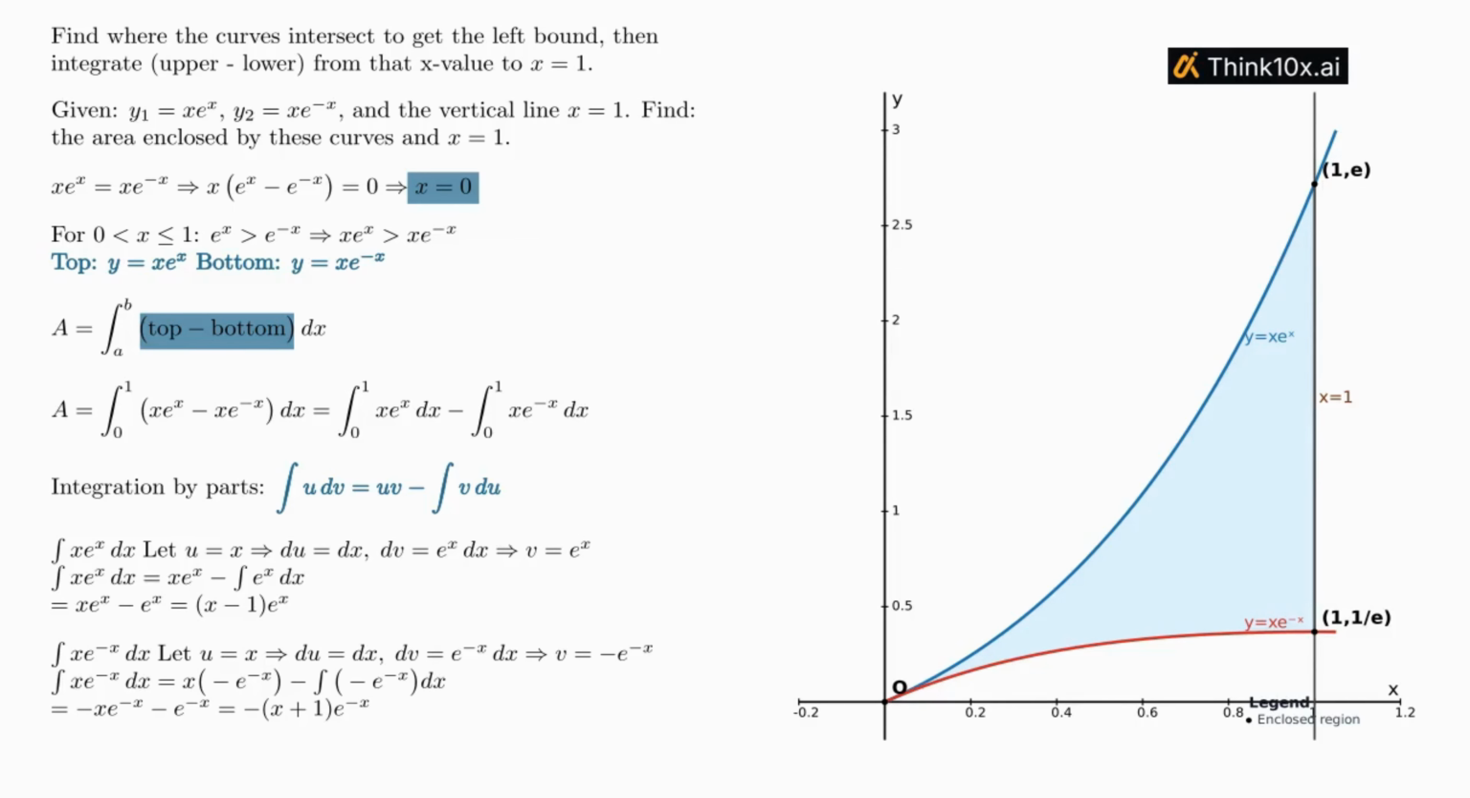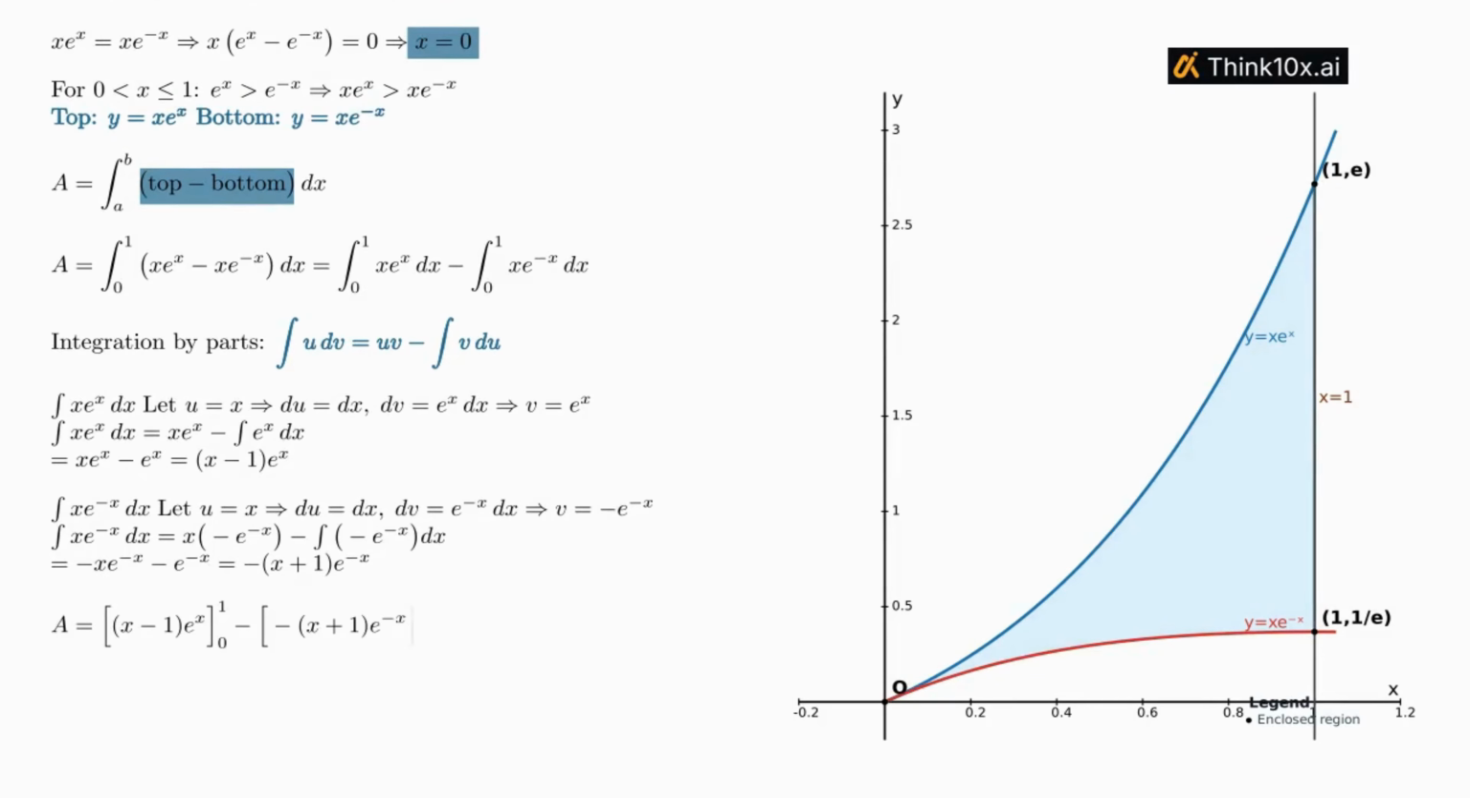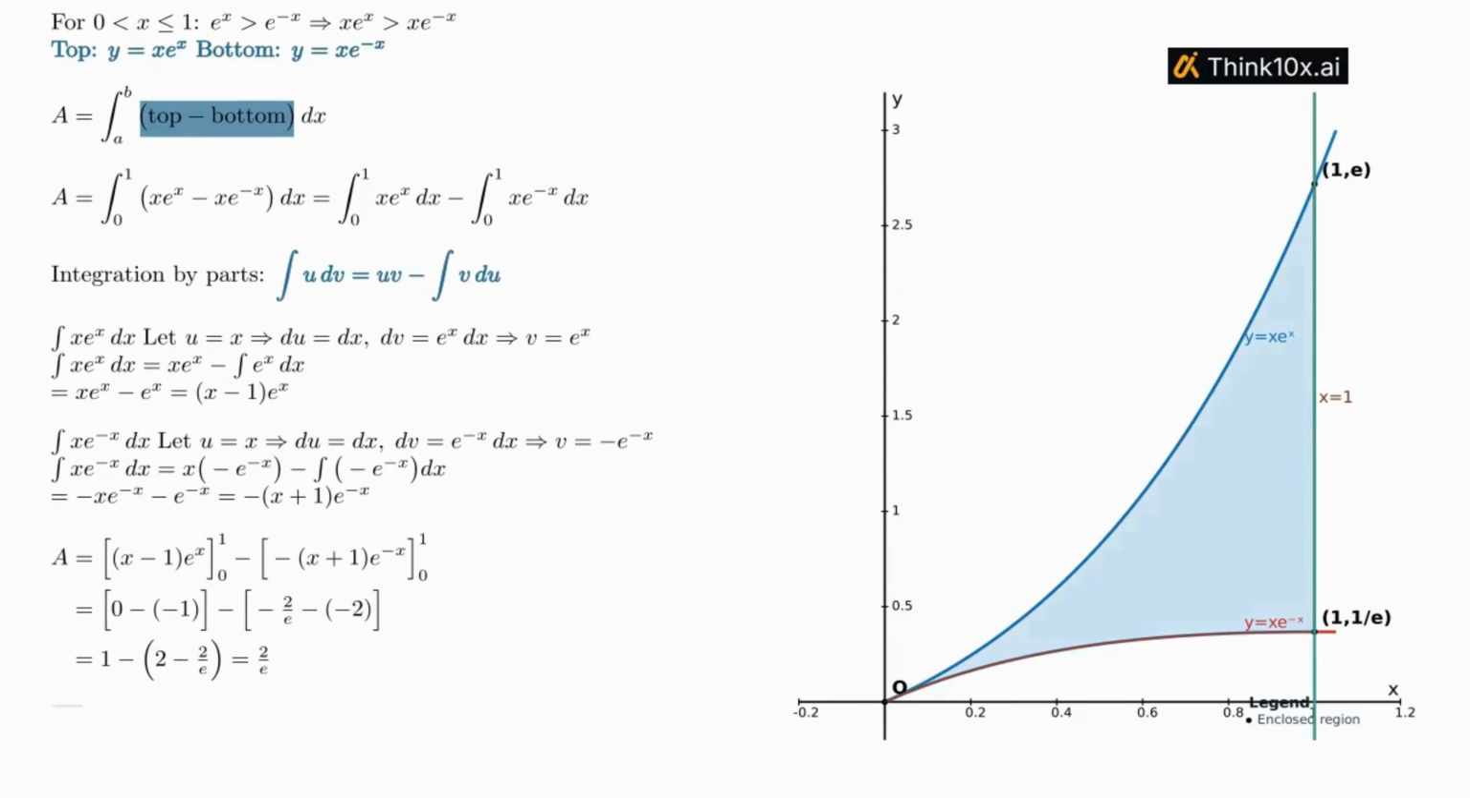Now we plug these antiderivatives back into our area expression and evaluate from 0 to 1. Carefully substitute the endpoints, keeping track of negatives in the second term, because that's where sign mistakes often happen. After simplifying the arithmetic, everything collapses nicely to a single fraction involving e. So the area enclosed by the two curves and the vertical line at x equals 1 is 2 over e.